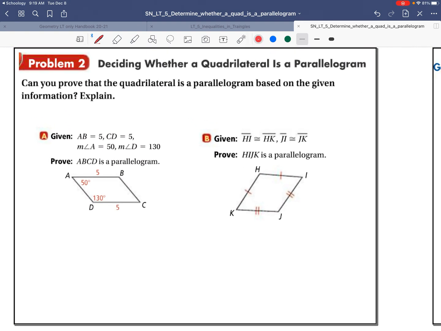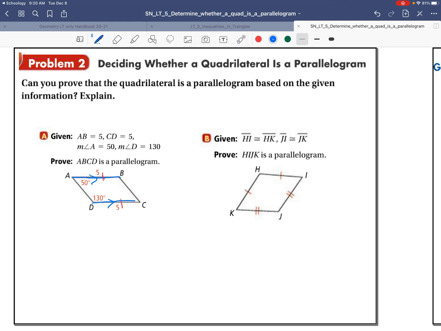Let's see how these relate. Can you prove that the quadrilateral is a parallelogram based on the information? What I want you to do is I'll walk through A for you, and then you can work on B. So we're looking at A, given that these two are congruent, given that this is a 50-degree angle and a 130-degree angle, can we prove that it's a parallelogram? All right. Well, 50 and 130, these two angles, same side interior angles, are supplementary, so these lines are parallel.